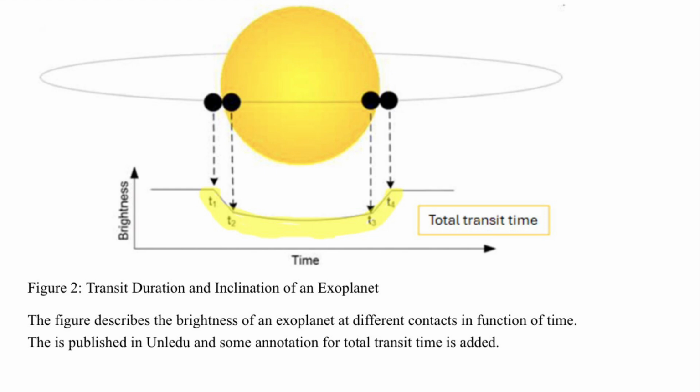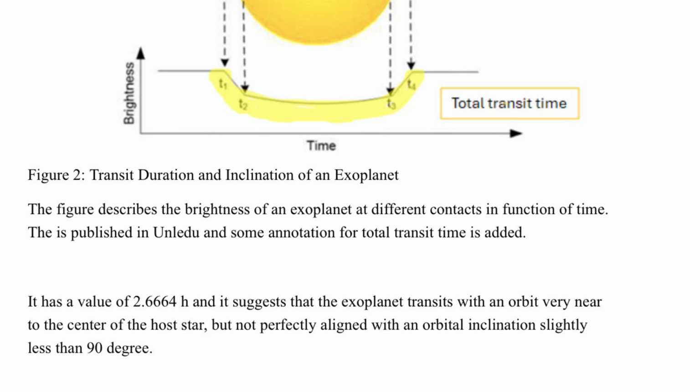with an orbit very near to the center of the host star, but not perfectly aligned, with an orbital inclination slightly less than 19 degrees. It also implies the moment the ingress starts and the egress ends, and they can provide information about the exoplanet's size and atmosphere.